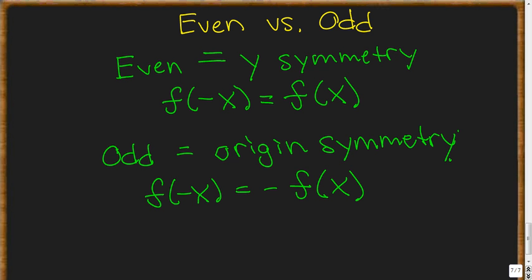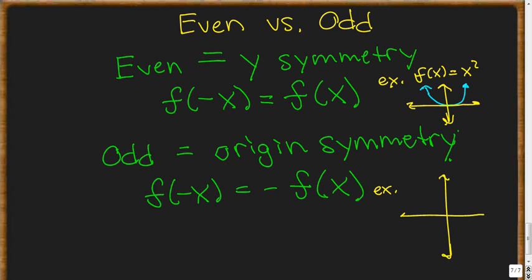So, a quick example from each. An example here would be f of x is x squared. You can see that with the graph of x squared, the same thing is happening to the left and the right. And an example of odd symmetry would be x cubed, because for every negative x I plug in, I get the opposite of what I would have if I plugged in the regular version.